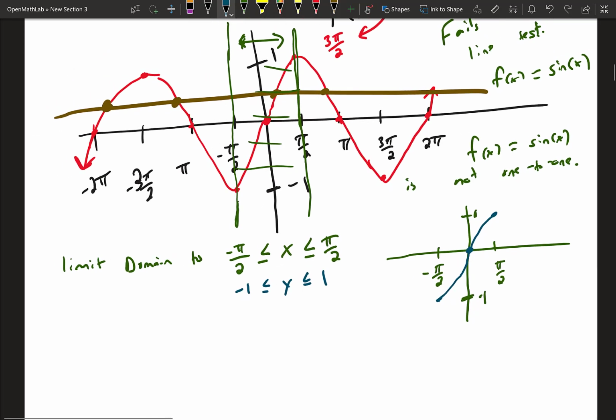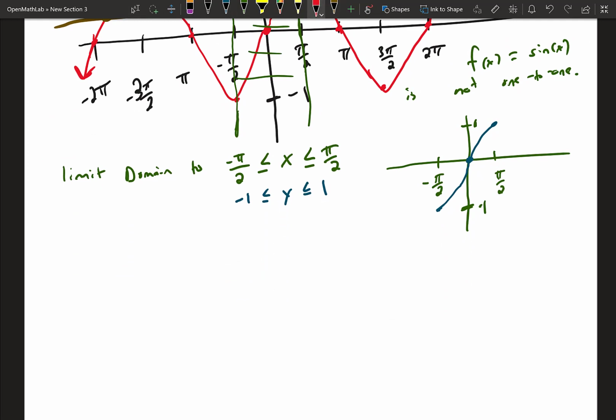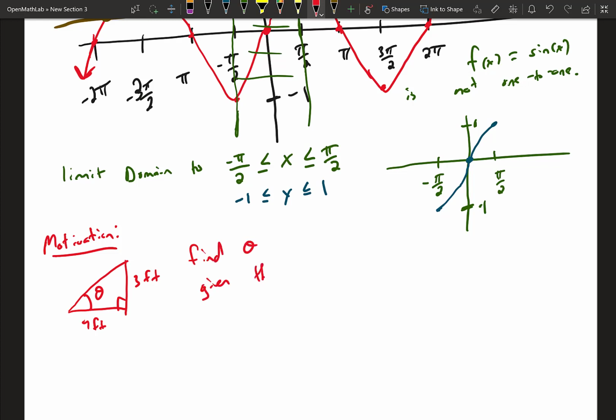And then you might be wondering, what's the inverse function? So let's look at a potential motivation. Let's say we have this scenario where we want to build a ramp where this is 4 feet and this is 3 feet. And then maybe we want to find theta, the angle that my ramp has to be at in order to make that happen. So tangent of theta would equal 3/4. Or, this would be a Pythagorean triple, this would be 5 feet, and you could use the Pythagorean theorem to find the hypotenuse.